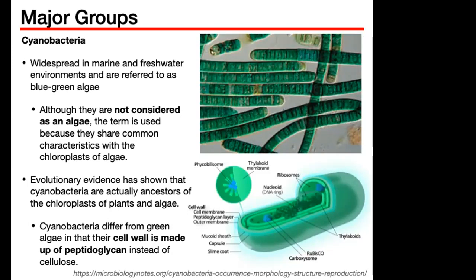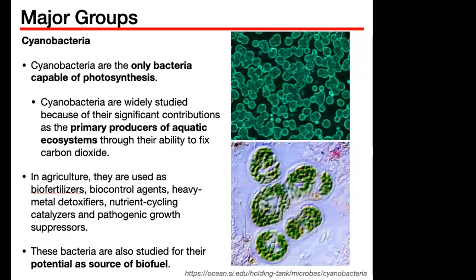However, they are bacteria because their cell wall is made up of peptidoglycan. So that is very similar with many bacteria. Unlike that of algae as a protist, whose cell wall can be made up of cellulose. Okay? So be careful about that one. So cyanobacteria are the only group of bacteria that is capable of photosynthesis.